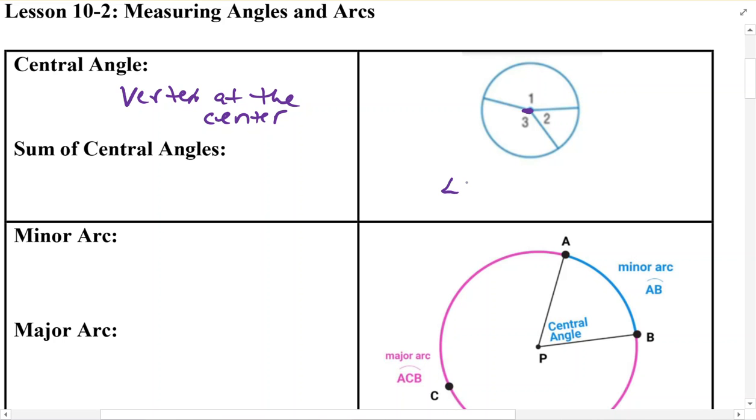So in this picture we have central angle 1, central angle 2, and central angle 3. So if we look at it, the measure of angle 1 plus the measure of angle 2 plus the measure of angle 3 equals 360 degrees. It's going to go all the way around the circle.